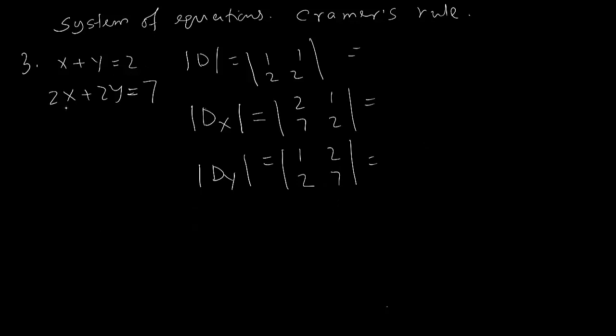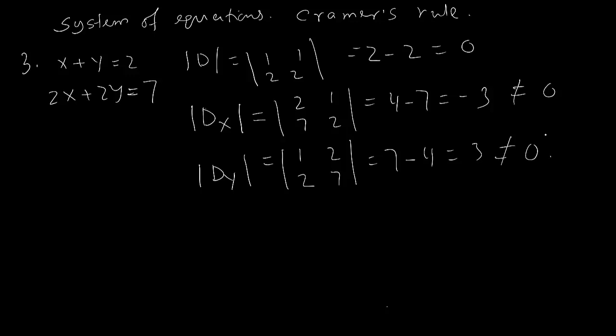Example 3. I have x plus y equals 2 and 2x plus 2y equals 7. First, see what happens to determinant d. So I have 1, 1, 2, 2. When you simplify, you can see that it is 2 minus 2 equals 0. Now we replace our first column by the constants 2, 7 for x and keep the y column as it is. Then you get 14 minus 7... that is, 2 times 2 minus 7, which is 4 minus 7, negative 3, not equal to 0. For y, you keep your first column and change the y column to the constants 2, 7. That gives you 7 minus 4, which is 3, not equal to 0. So this is our third case, where the system doesn't have a solution at all.